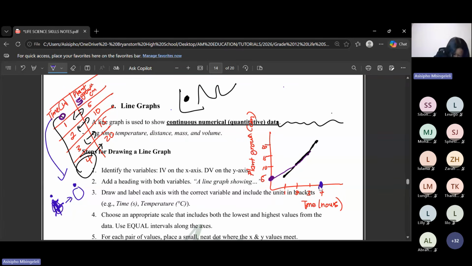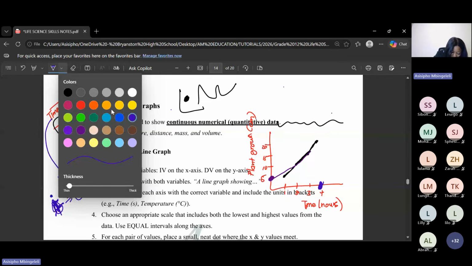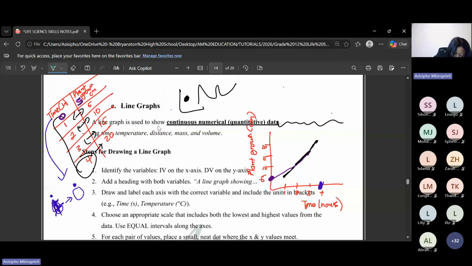I'm going to use a different color. If they give us information and then they say the time is 0 and the plant growth is 0, where is my dot? My dot is there. You look at the data that you are given. You do not forge data.